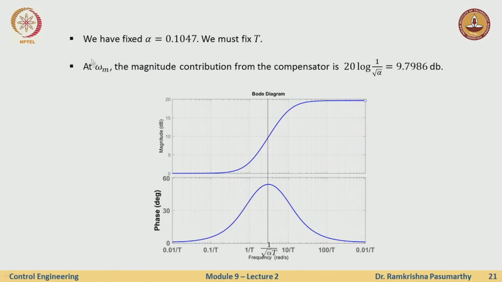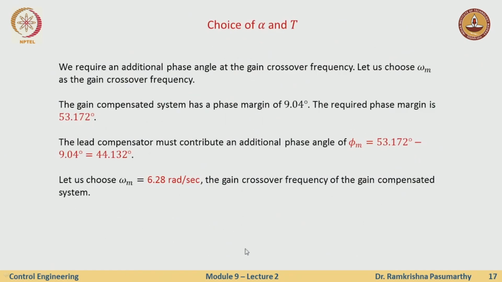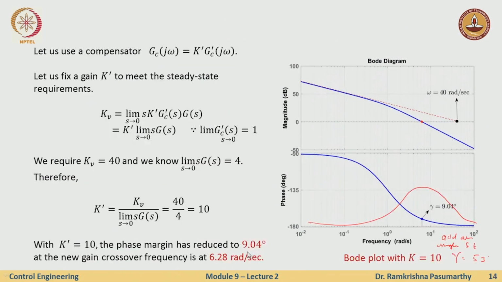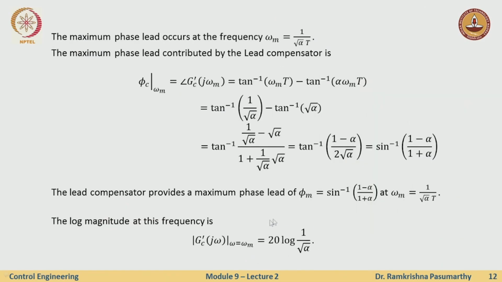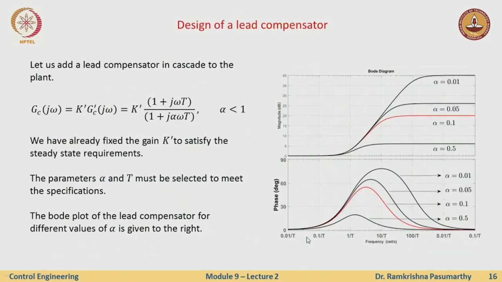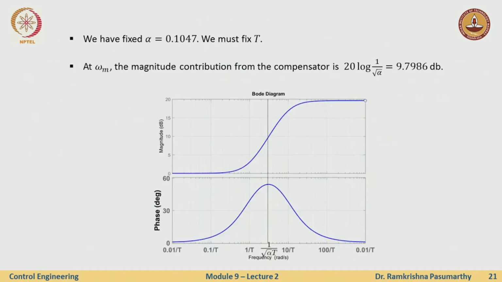At omega m, I do not know this omega m, but I know what is the contribution of the magnitude. So, based on what we had derived earlier, I do not really need to know omega m, but I know that at a particular omega m where the maximum phase lead occurs, the contribution of the magnitude plot is 20 log 1 over alpha. Okay. Now, in this example, with this new alpha, that turns out to be 9.79 dB.